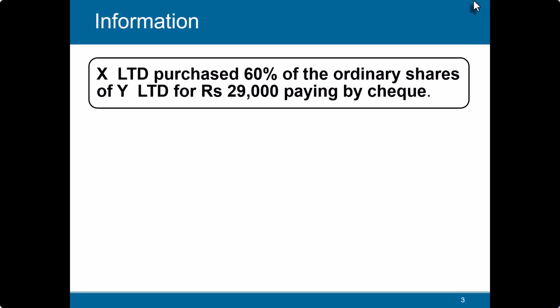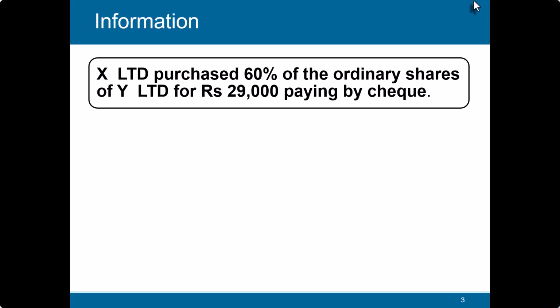Now, this is the question which I'm showing. This is the transaction which has happened. X Limited purchased 60% of the equity shares of Y Limited for rupees 29,000 by paying by check. So X bought 60% shares of Y Limited by paying 29,000. So X Limited has acquired a 60% stake in Y Limited. So X becomes holding or subsidiary? Holding, and Y becomes subsidiary, because it has more than 50%.